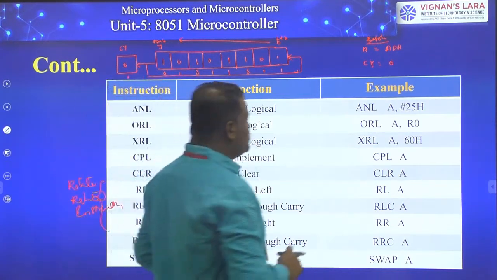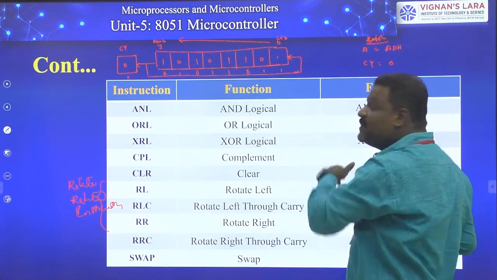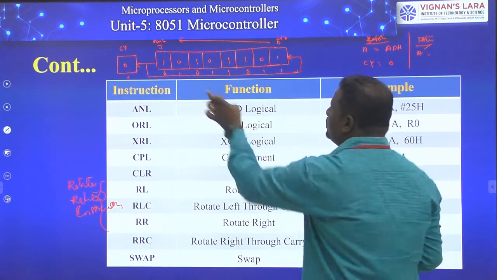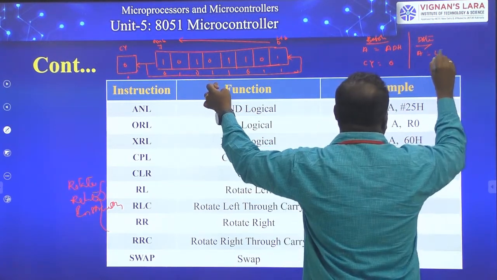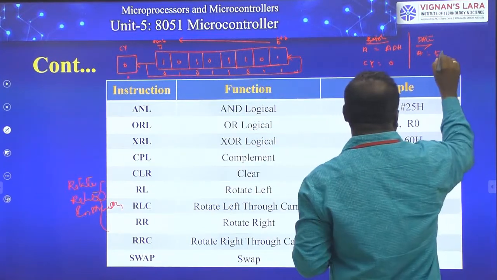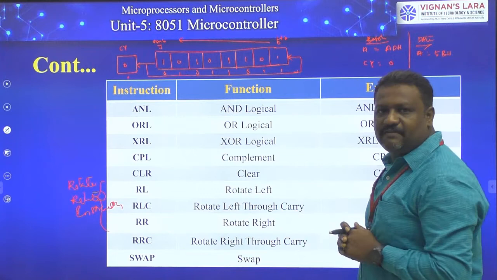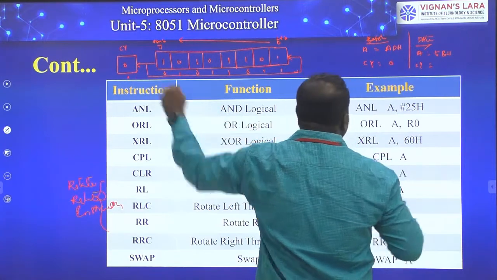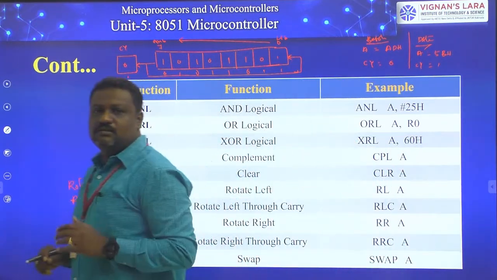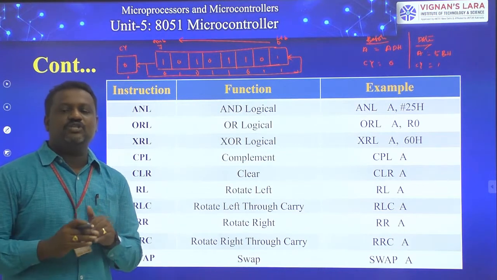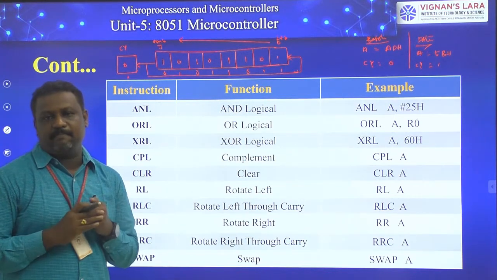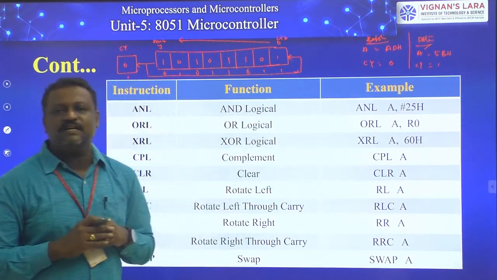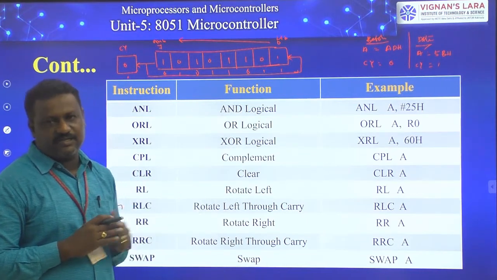Now what's the scenario of A and CY after execution of RL space A? After execution, my A value is 0101, that is 5, and 1011, that is B. So accumulator value is 5BH. Then what is the carry flag value? Carry flag value is 1. These are the values present after execution of the instruction RL space A. I hope you understand, friends, what the RL instruction is.